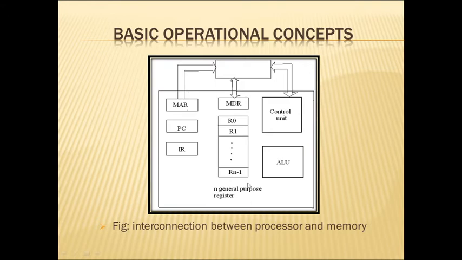These registers are used for temporarily storing data and the results of any computation. Next is the control unit, and next is the ALU, that is the arithmetic logic unit. This block diagram shows the interconnection between processor and memory. This basic operation concept details how the processor and memory are connected. The processor contains several registers along with the ALU and timing unit, that is the control unit. The instruction register, IR, is there.